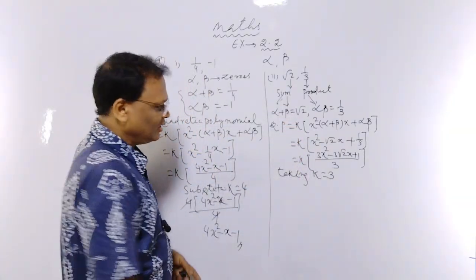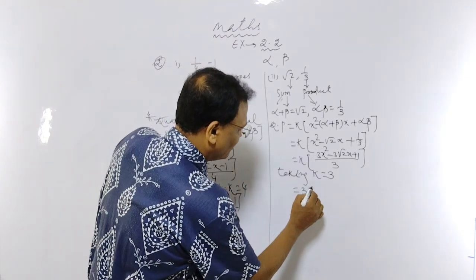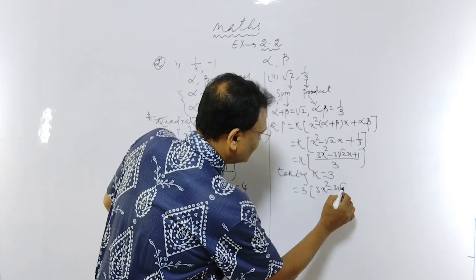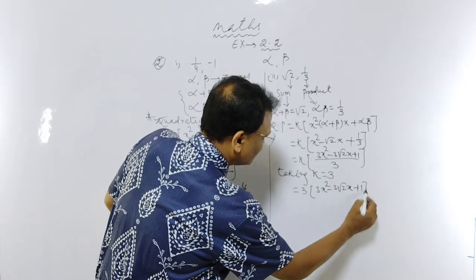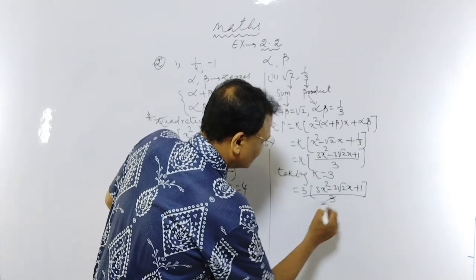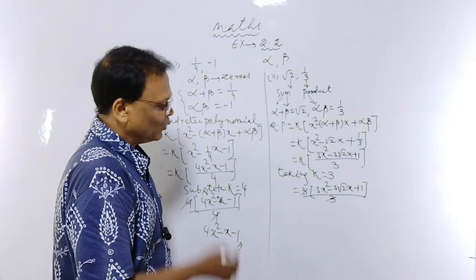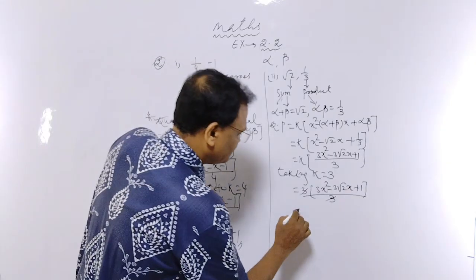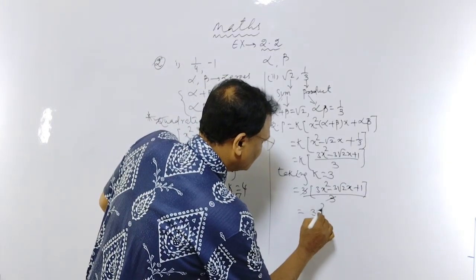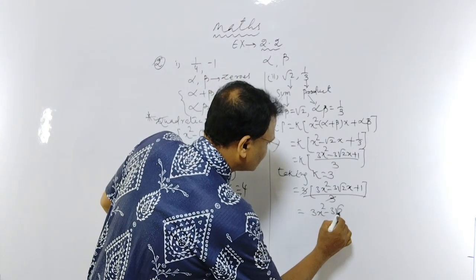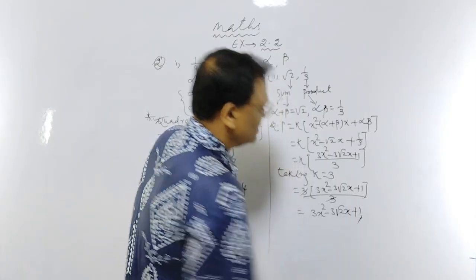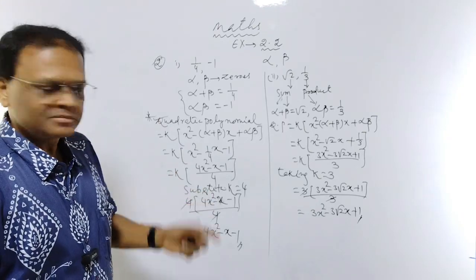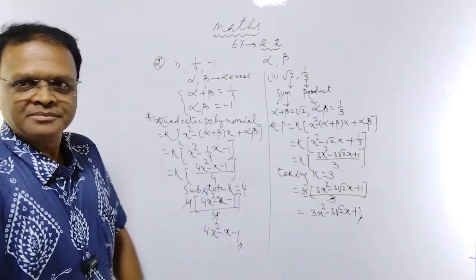Taking k is equal to 3, what will I get? 3 of 3x square minus 3 root 2 x plus 1 divided by 3. This 3 gets cancelled. Whatever I am getting will definitely be your quadratic polynomial. This gives me 3x square minus 3 root 2 x plus 1. This is your quadratic polynomial. I think the first and second are exactly the same thing.